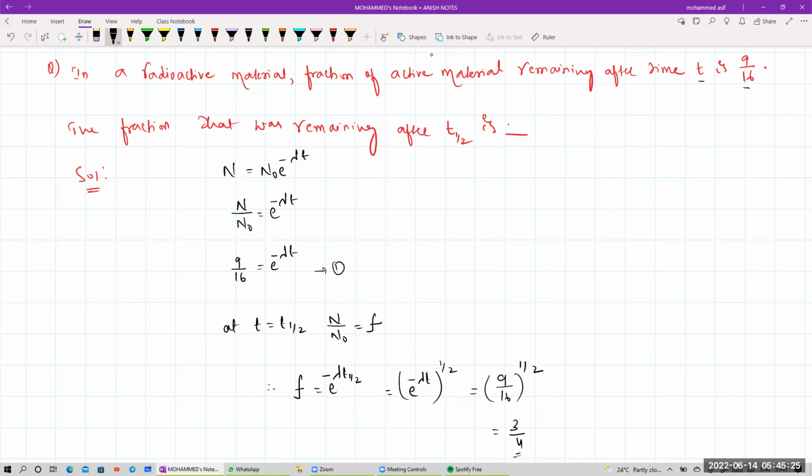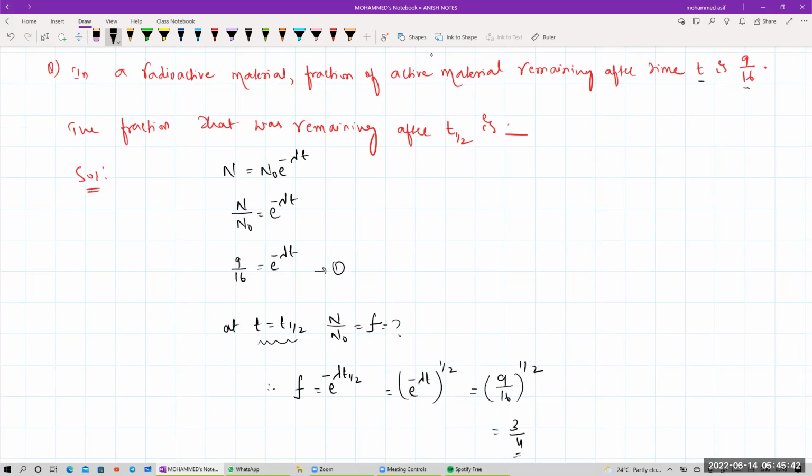यानी n by n naught अगर निकाला तो e power minus lambda t. n by n naught कितना दे रखा है प्रॉब्लम में? 9/16. तो 9/16 is equals to exponential to the power of minus lambda t. अब ये पूछ रहा है कि टाइम t is equals to t half कितना फ्रैक्शन बचेगा, यानी n by n naught की वैल्यू कितनी है.